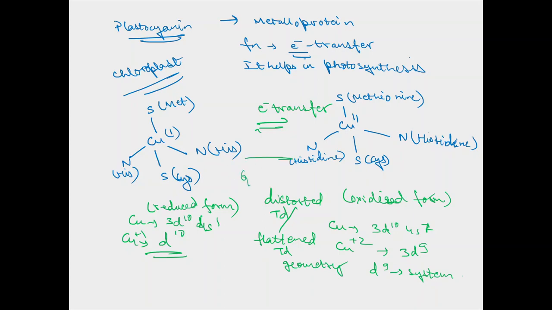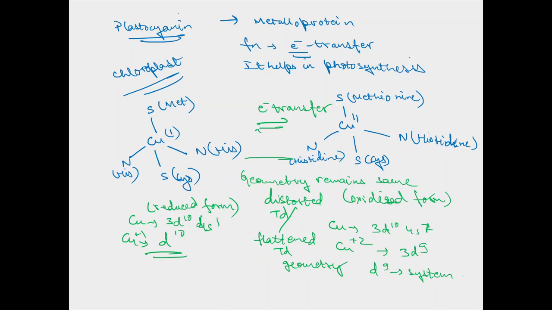We can see that the geometry remains the same in both the complexes, right? So in both cases, the geometry is distorted tetrahedral or flattened tetrahedral only.